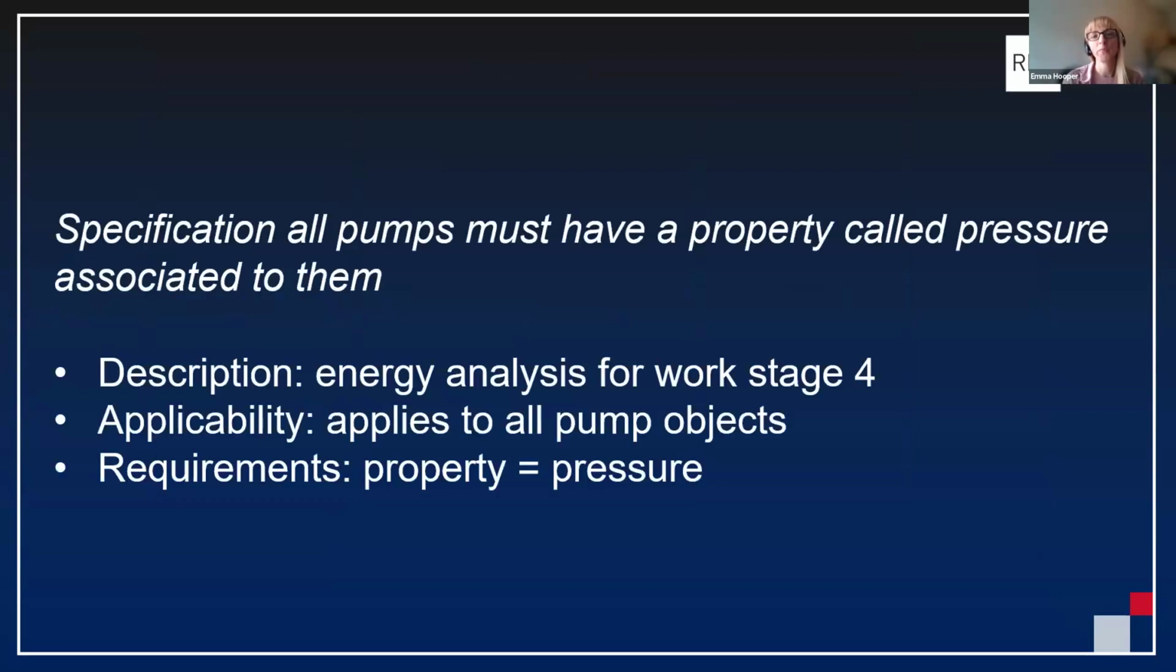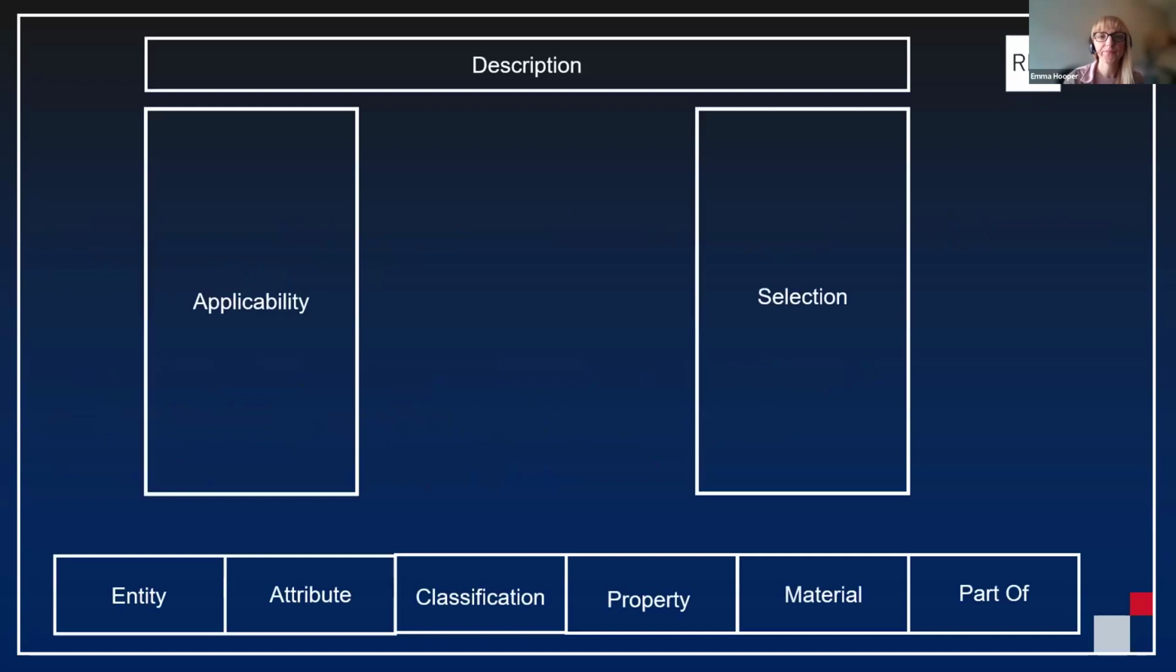Here's an example. We have a specification that all pumps must have a property called pressure associated to them. For the description, that could be handover information for work stage 4. The applicability is that the specification applies to all pump objects, and the requirements are that the pump objects must have the property of pressure associated to them. So let's see how we can use IDS to actually define this.